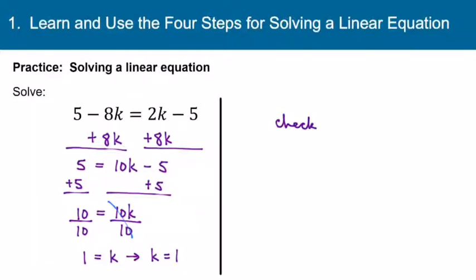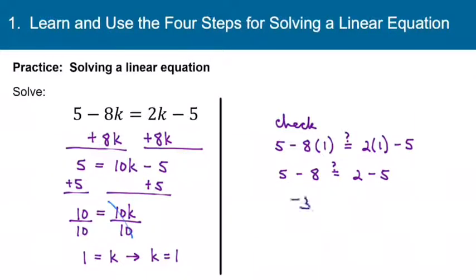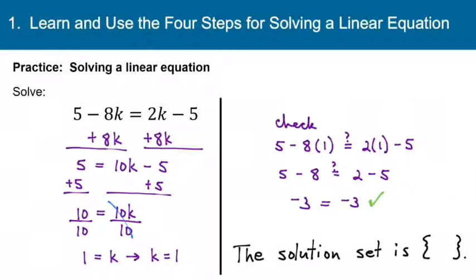Now for step 4, let's check our work. So we will copy our equation over and put our solution in place of the variable. And now let's simplify each side. Let's do the multiplications first. 8 times 1 is 8, and 2 times 1 is 2. Now on the left side, 5 minus 8 is negative 3, and on the right side, 2 minus 5 is also negative 3. So we have verified our solution, and we can say that the solution set is 1.